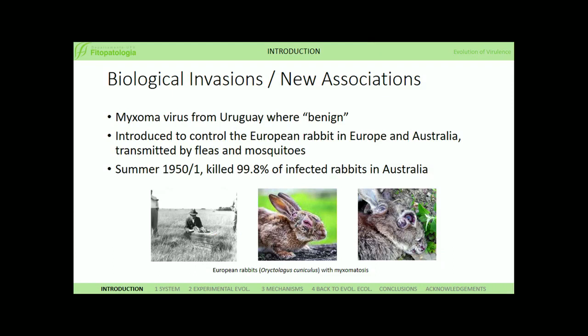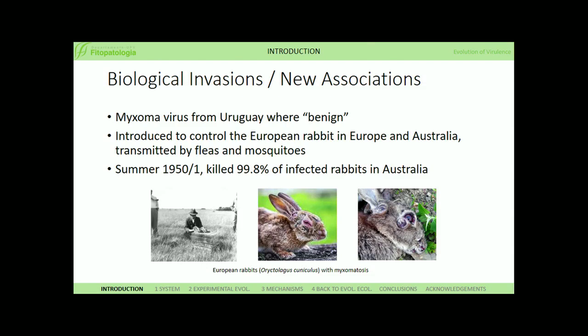A classic example is the myxomatosis virus, which was taken from Uruguay, where it was considered benign, in quotes. And it was introduced to kill. That's very difficult to assess, of course, without proper study. It was taken to control the European rabbit, which is a different host, in Europe and Australia. And here are the pictures. I think most people know the basic situation.